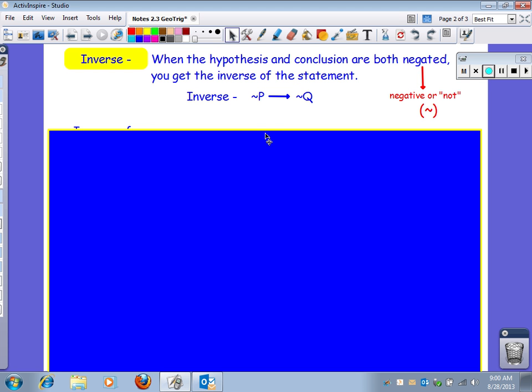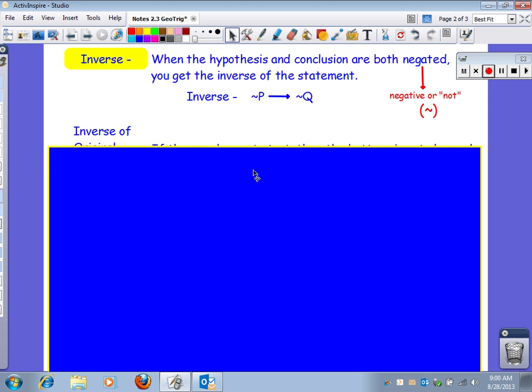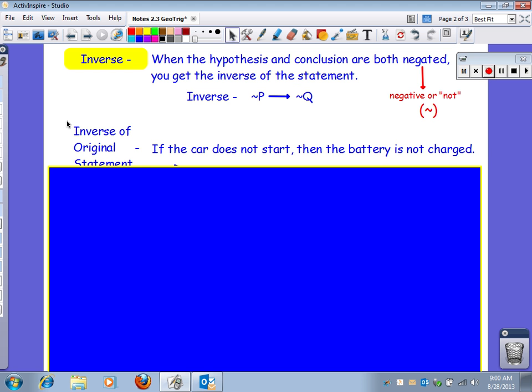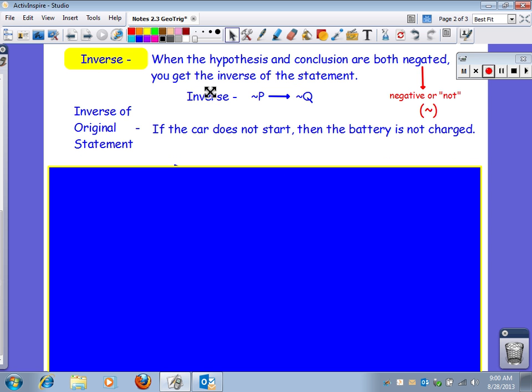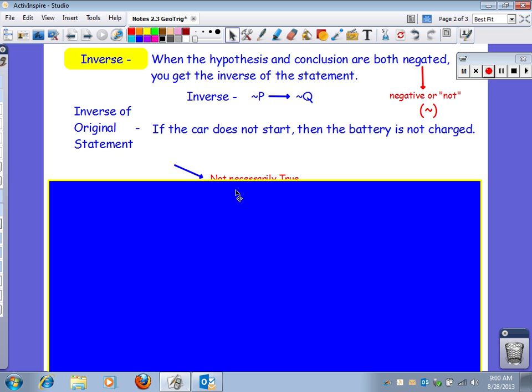So let's talk about the inverse of our original statement. Do you remember the original? If the car starts, then the battery is charged, right? So what would the negatives of those be? If the car does not start, then the battery is not charged. Right here, the inverse of the original: if the car does not start, then the battery is not charged.